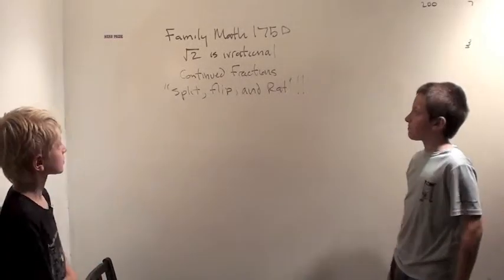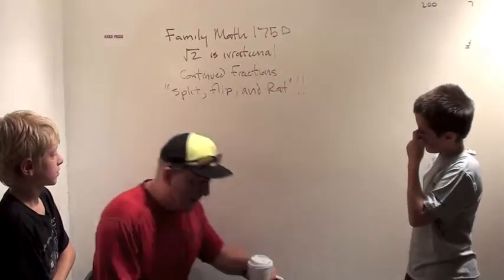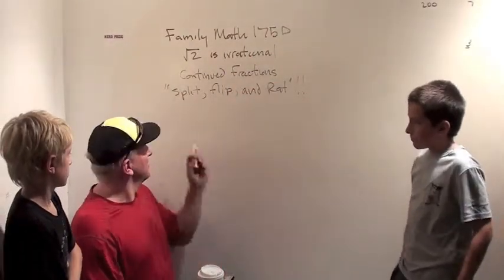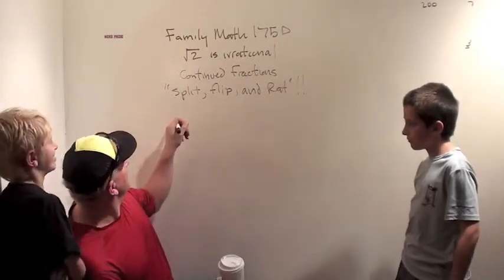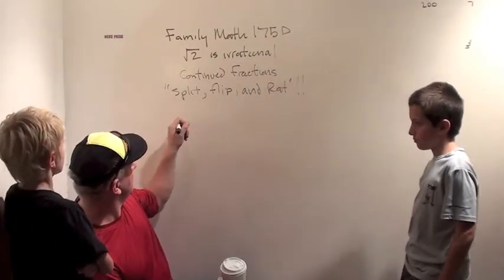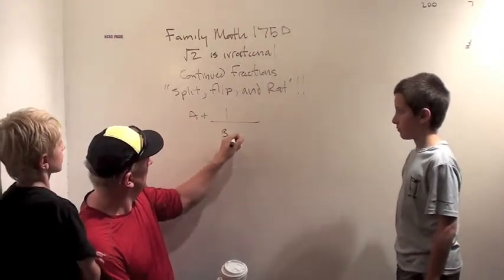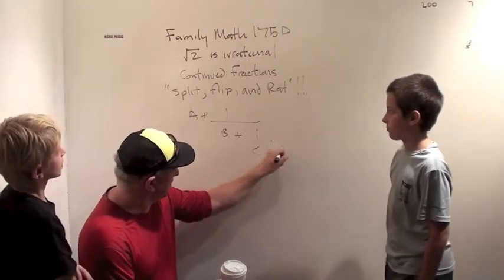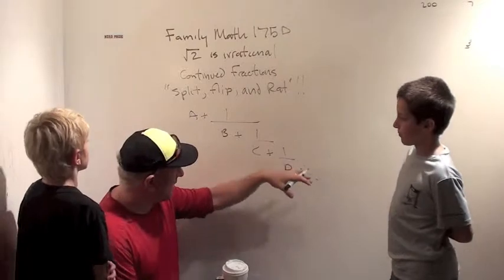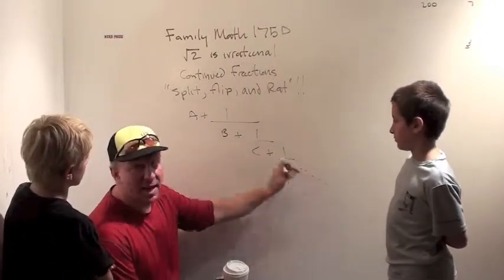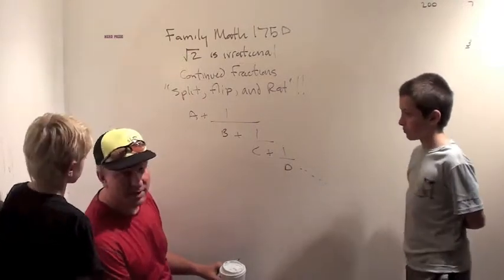Okay, now we're going to look at continued fractions. My favorite little fun phrase from my high school math teacher: split, flip, and rat. Remember that? Okay. So a continued fraction is a fraction of the form an integer, I'll call it a, plus 1 over b, plus 1 over c, plus 1 over d, on and on and on. Sometimes they stop, sometimes they go on forever. We're going to look at when they stop and when they go on forever.